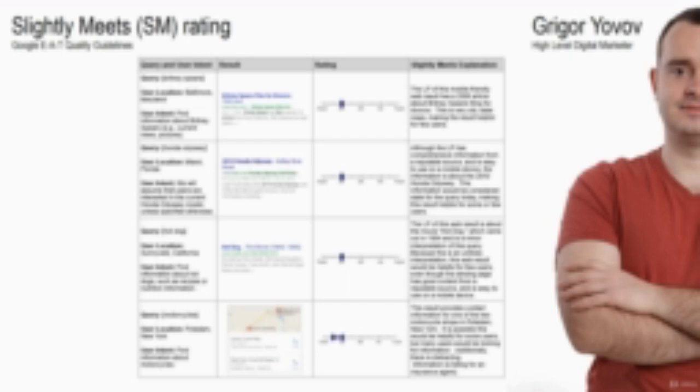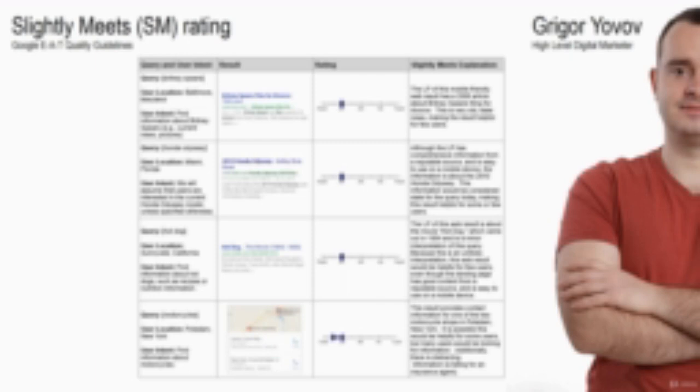So you can see that the page has a very good reputation and would get a fully meets rating if the person is searching for the movie Hot Dog. Now it gets slightly meets just because the person has a too broad query.